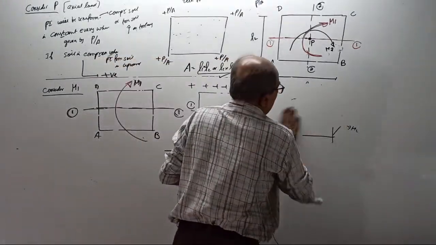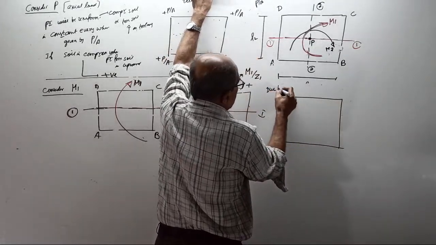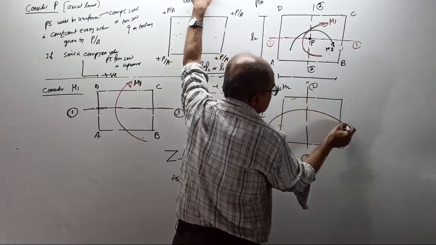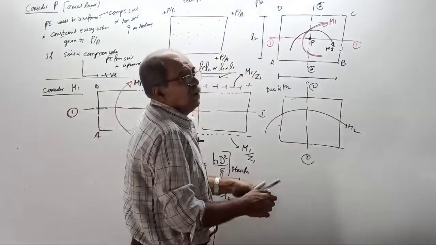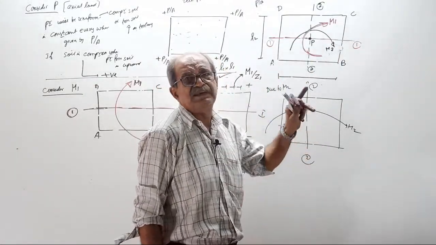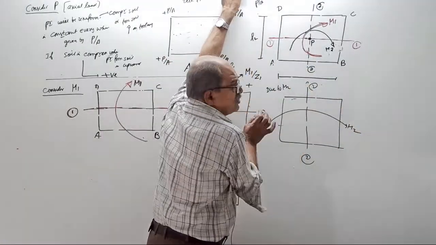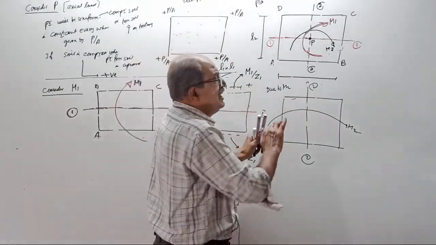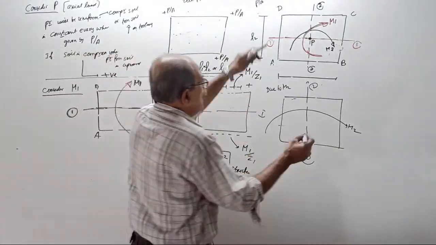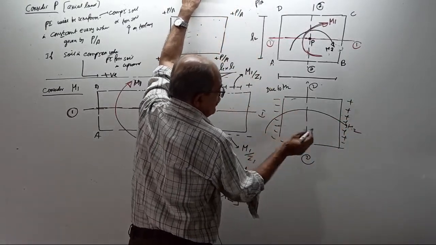Now, lastly, consider M2. Due to M2, this is the axis 2. Moment is like this, M2. Tell me, will it compress the soil on the right side or left side? As per this sketch, it can be like this also. As per this sketch, will it press the soil on the right side or left side? Right side. So here, plus. Here, minus.